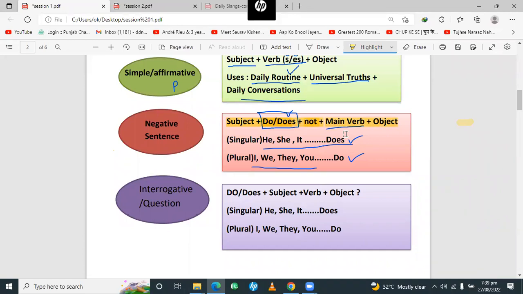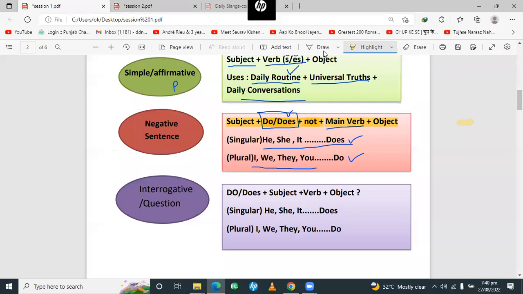She doesn't cook the food. She doesn't play the video game. He doesn't play the guitar. They don't take the session. They don't inaugurate new business. We don't like to be with you. You are observing that with I, we, they, you, I'm using don't, and with he, she, it, I'm using does.